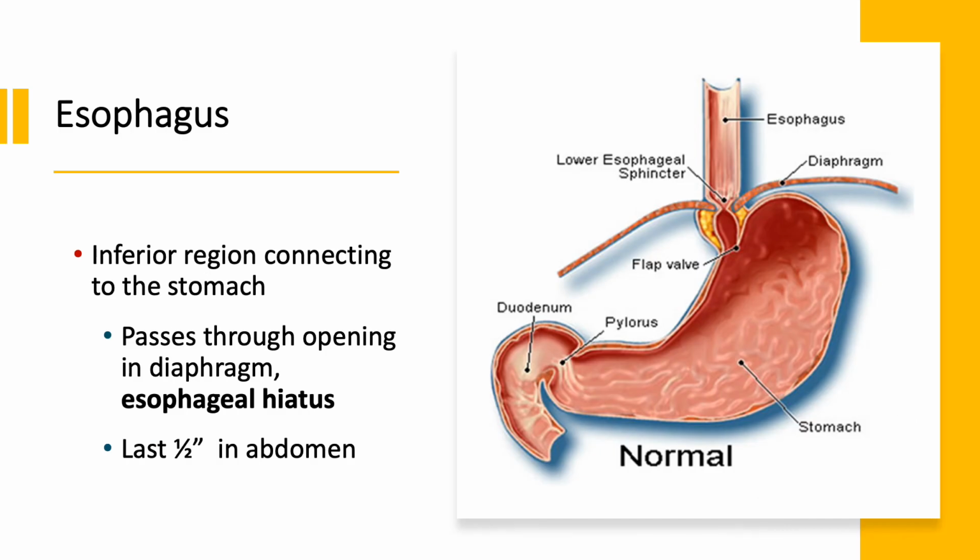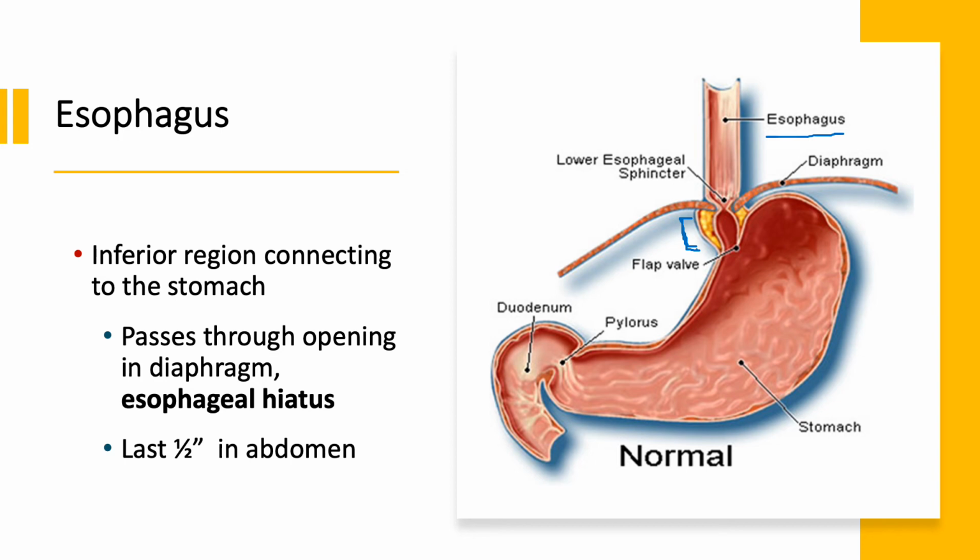The most inferior section of the esophagus is actually found on the other side of the diaphragm, that muscle that contracts, allowing us to inhale. And so it passes through the diaphragm to connect to the stomach. And in fact, the last about ½ inch of that esophagus is found on the other side of the diaphragm where it connects to the stomach.